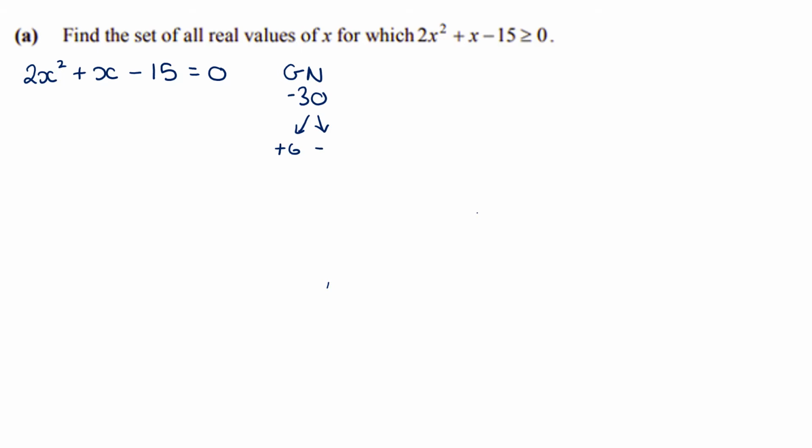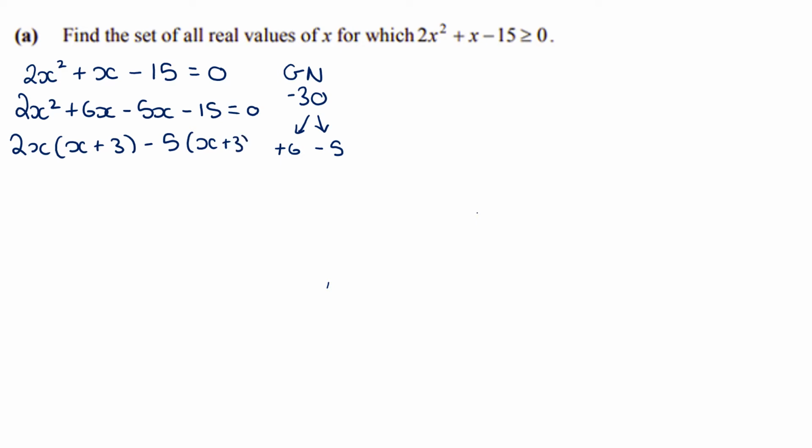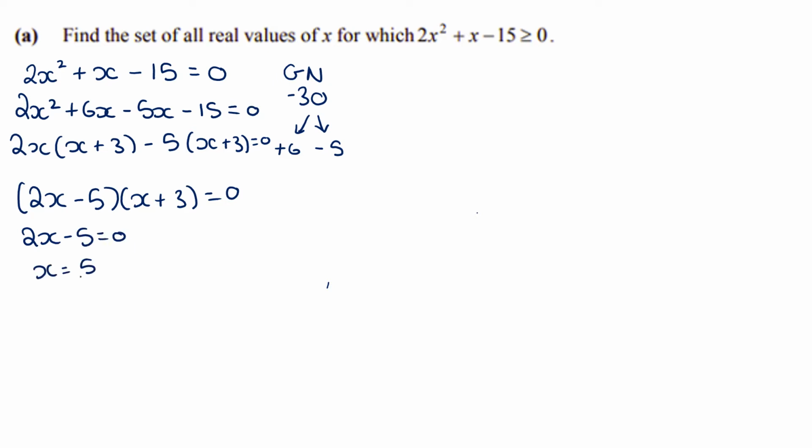So here we have a plus 6 and a minus 5. So 2x squared plus 6x minus 5x minus 15 equals 0. 2x is common, leaving me with an x plus 3. Minus 5 is common, again leaving me with an x plus 3. And I get 2x minus 5 times x plus 3 equals 0. 2x minus 5 equals 0, which gives us x is equal to 5 over 2, or 2.5 if you prefer. And x plus 3 equals 0, which gives us x equals minus 3.